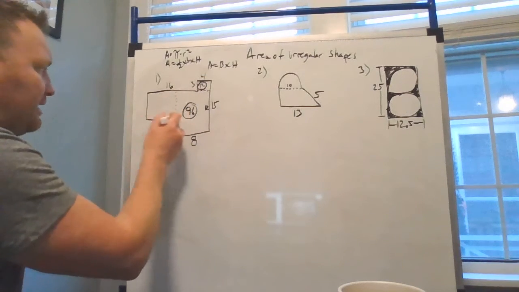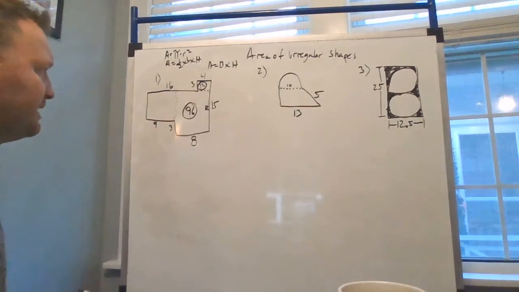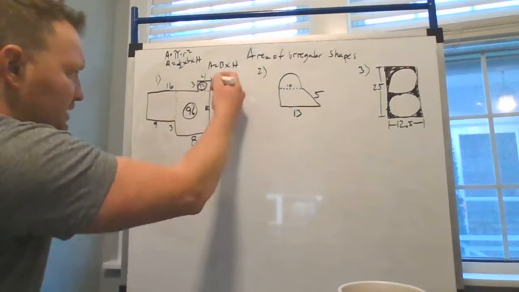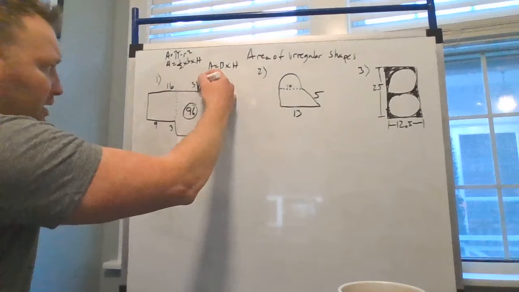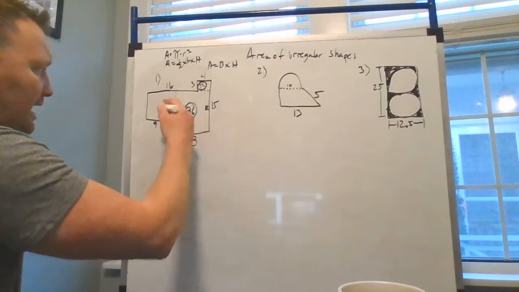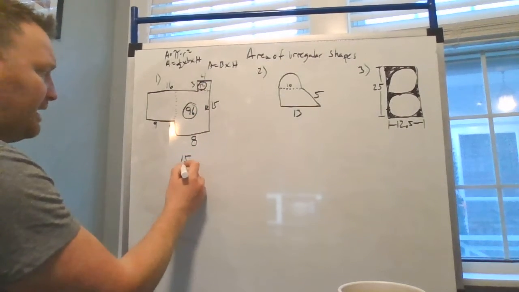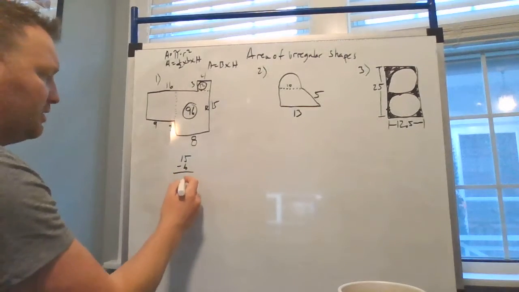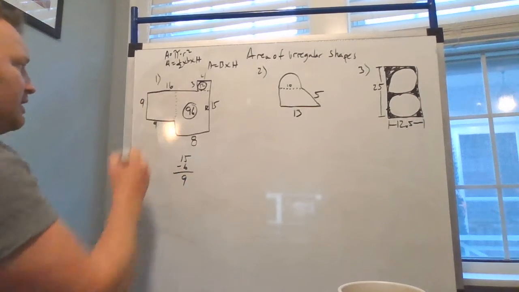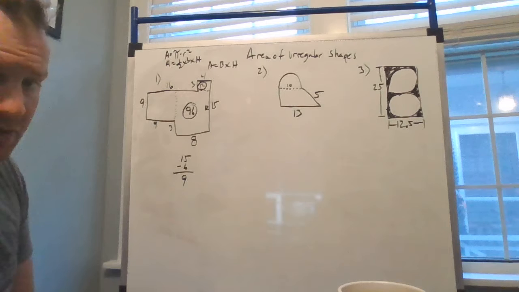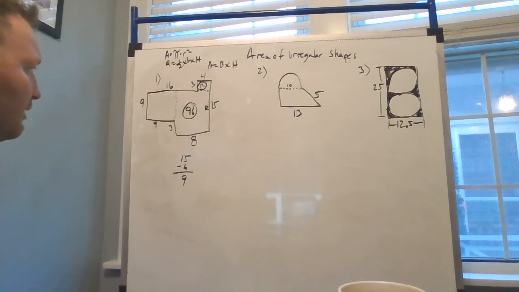Well, I got my length here, and my width is not 15. Remember, if this whole thing is 15, and this right here is 3, and this right here is 3, I got to do 15 minus 6, which is going to be 9. So this right here is 9. Okay, you got to make sure you know how to do this. All right, that's how you got to get your length and your width.